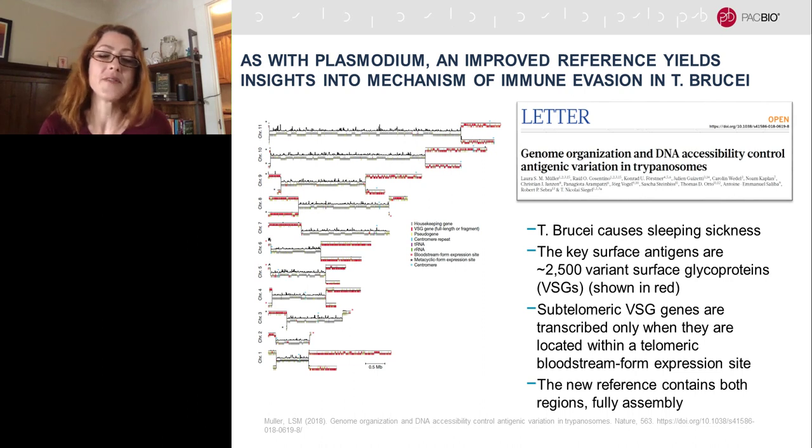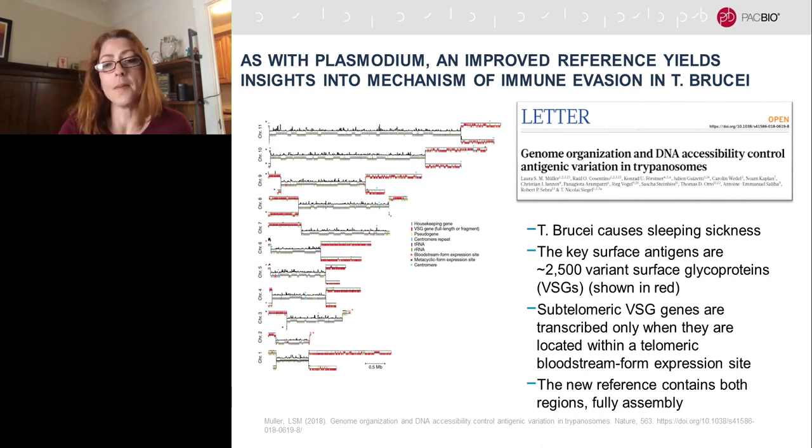And once again, I don't have time to go into great detail here, but the authors were able to use a combination of long-read sequencing and also Hi-C and single-cell sequencing to understand how these two parts of the genome interacted together and were subject to rearrangement events in order to cause that antigen switching, which is known to make it so difficult to treat sleeping sickness and to develop a vaccine against it. So once again, I encourage you to read this paper to learn more about how the better reference has allowed new insights into how sleeping sickness evades the immune system.